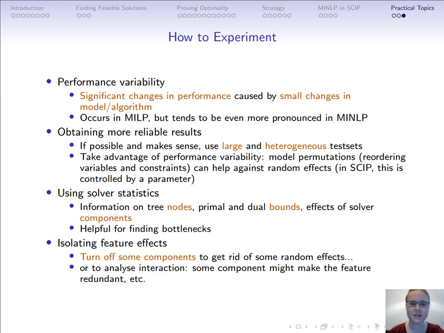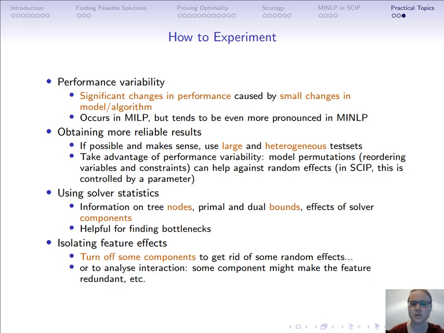Experimenting with MINLPs can be an interesting and exciting, so to say, experience. One reason for this is the performance variability, which also occurs in MILPs, but tends to be even more pronounced in MINLPs. This can make obtaining reliable results difficult. So how does one deal with this?